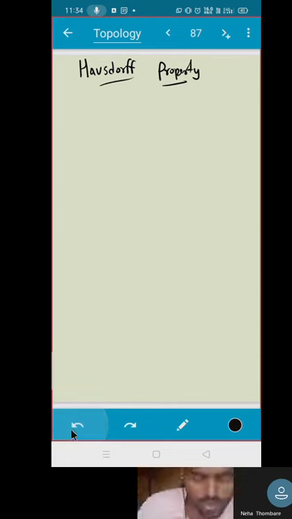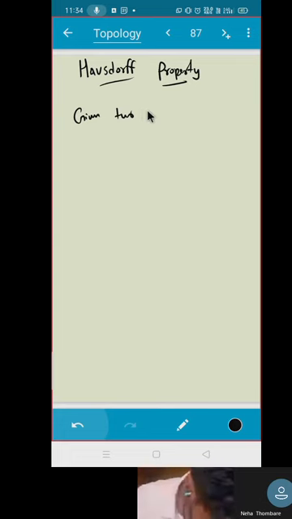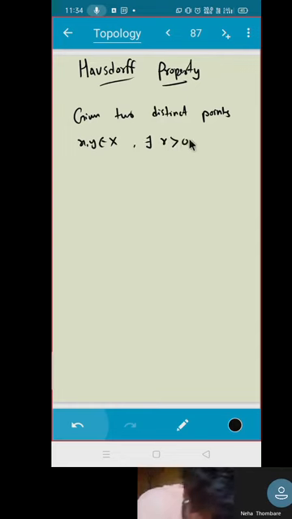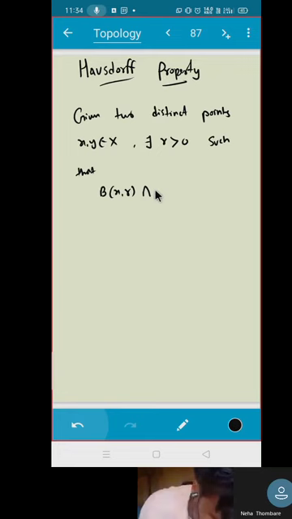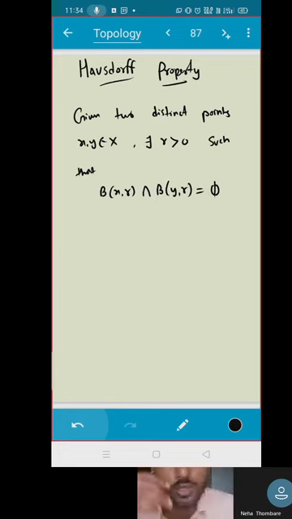So now we have defined the open ball, so we should write the Hausdorff property here also. Given two distinct points x and y belonging to X, there exists r greater than 0 such that B(x,r) intersection B(y,r) is empty. Do you see both the statements are the same? What we studied in FY, whether they are the same or not? What do you think?